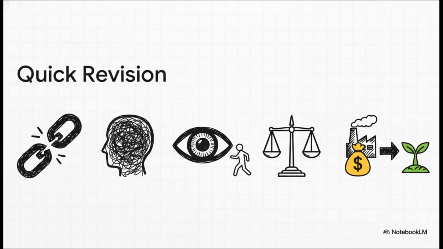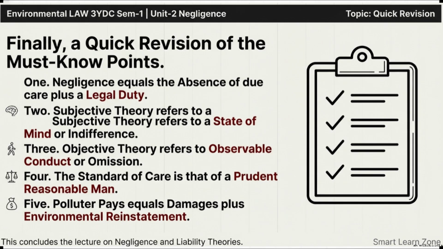All right, let's conclude with a quick revision of the most critical points from this session. These are the must-know takeaways for your examinations. First, the definition. Negligence is a failure to meet a legal duty of care. Second, the theories. Remember, the subjective theory concerns the state of mind, while the objective theory focuses on conduct. Third, the standard of care. This is benchmarked against the actions of a prudent and reasonable person. And finally, fourth, the core environmental principle, the polluter pays principle. That concludes our academic analysis of negligence in environmental law.